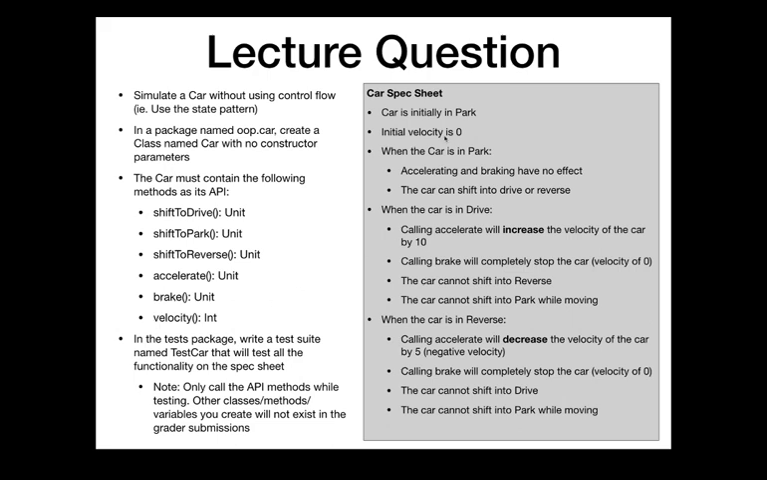So the car starts in park, velocity is 0. You can shift into either drive or reverse. Drive, when you accelerate, it's going to increase the velocity by 10. Reverse is going to decrease it by 10, so you have negative velocity. So if I shift into reverse and accelerate twice, I'm going to be going negative 10 for my velocity.